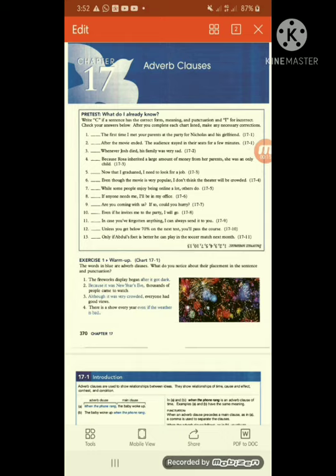Today, I'm going to discuss Chapter 17, Adverb Clause. Definition: an adverb clause is a group of words that functions as an adverb in a sentence. The clause can modify or describe verbs, adverbs, and adjectives. In general, an adverb clause is information that elaborates on when, where, why, how much, or under what condition the action in the sentence takes place.